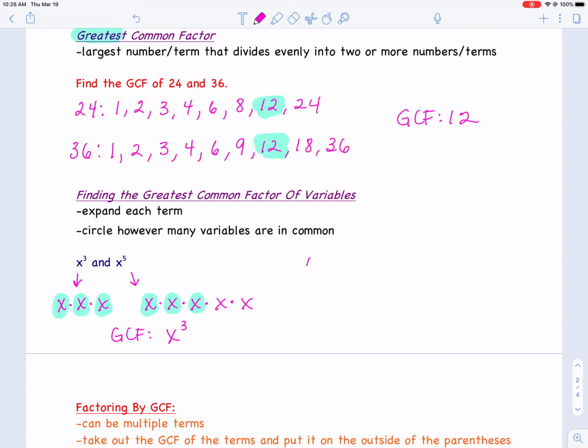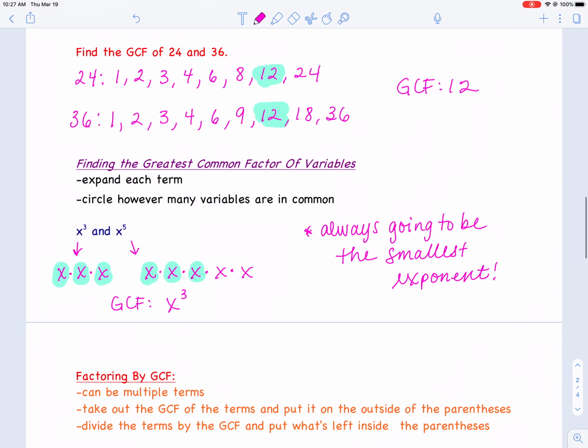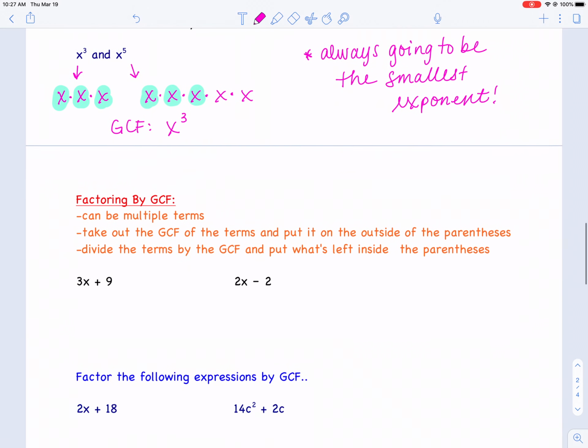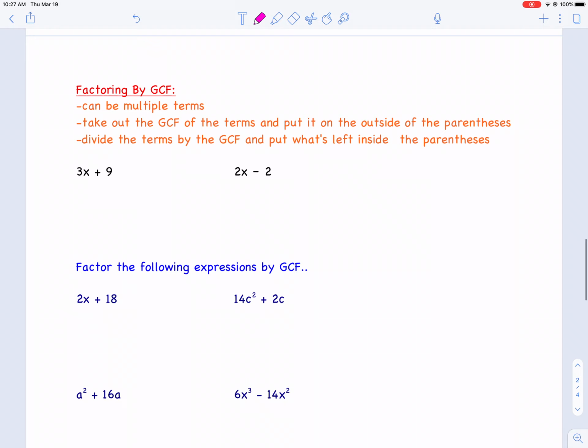Really easy way to remember it is it's always going to be the smallest exponent. That would be the least that they have in common. So let me give you some practice.